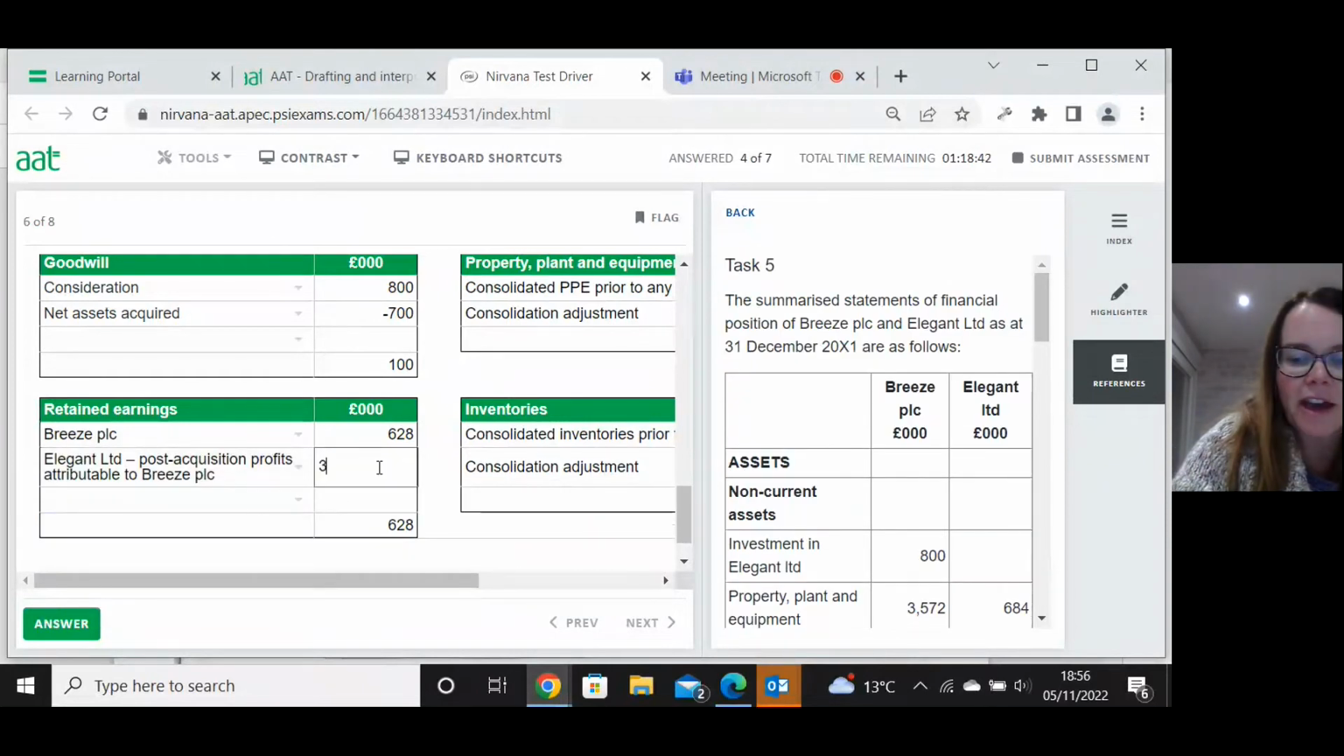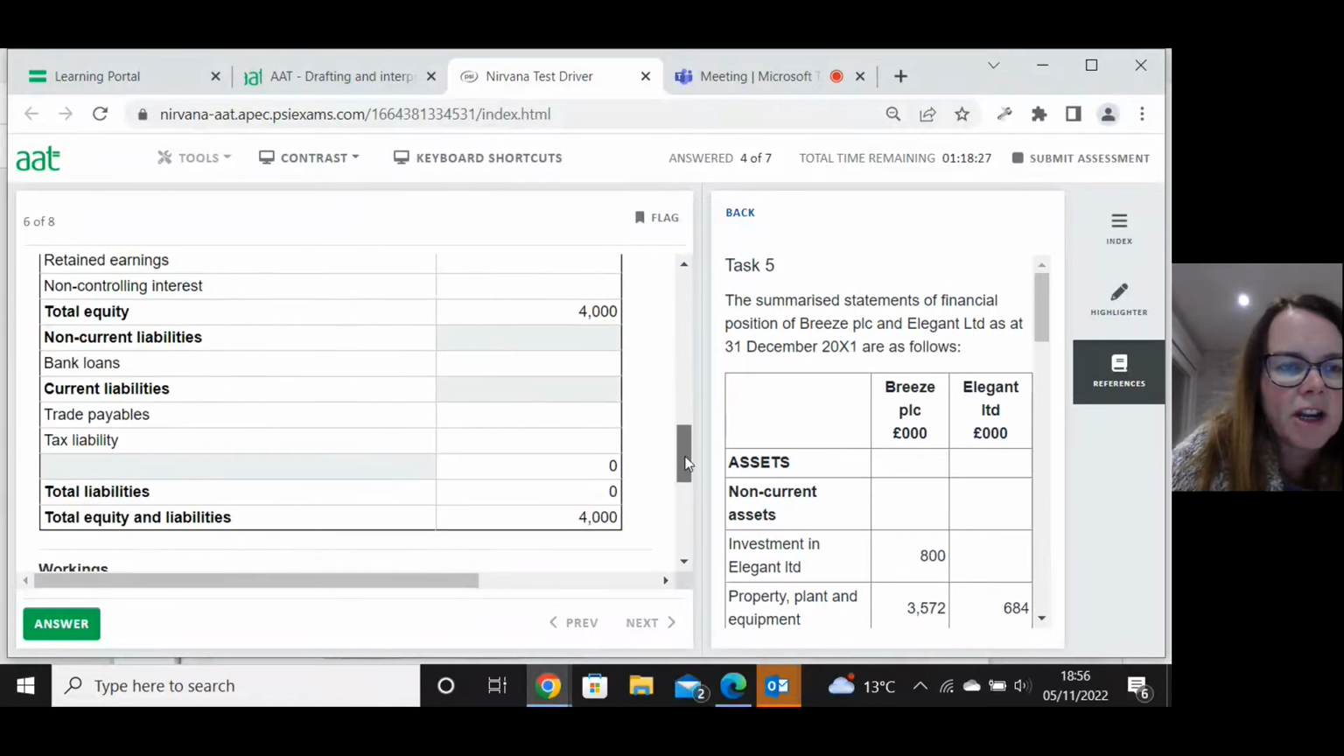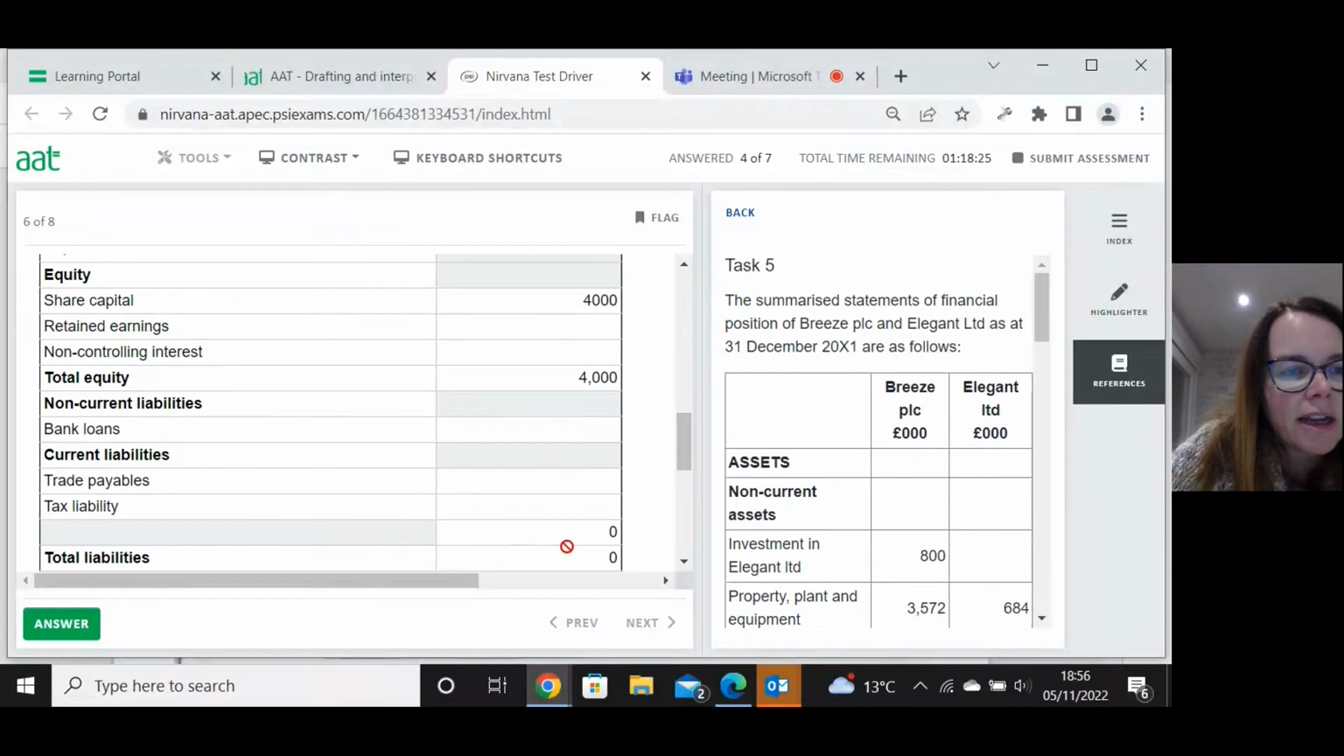So I'm going to put 30 in there. There is no non-controlling interest working, but on my piece of paper, I'm going to put the 20 as a credit into non-controlling interest. And what I could do is in my equity section here, I could pop that 20 in there now so that I just remember that I've got to deal with that. And I'll put everything somewhere.